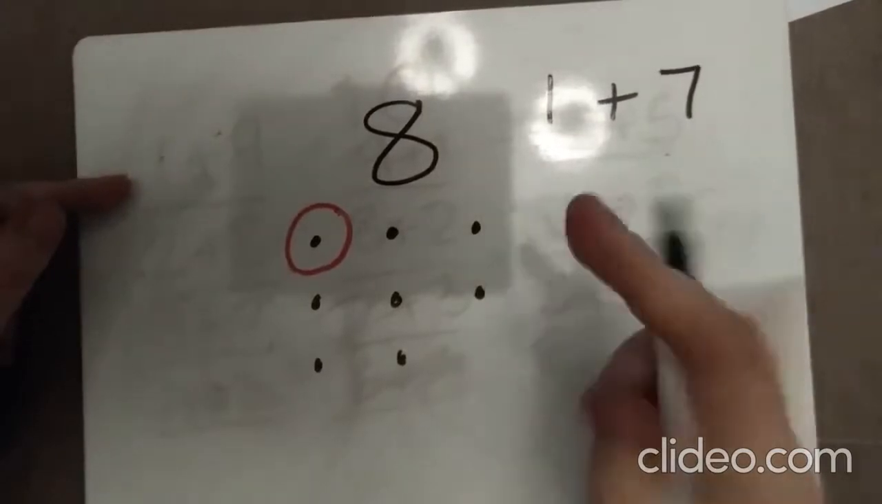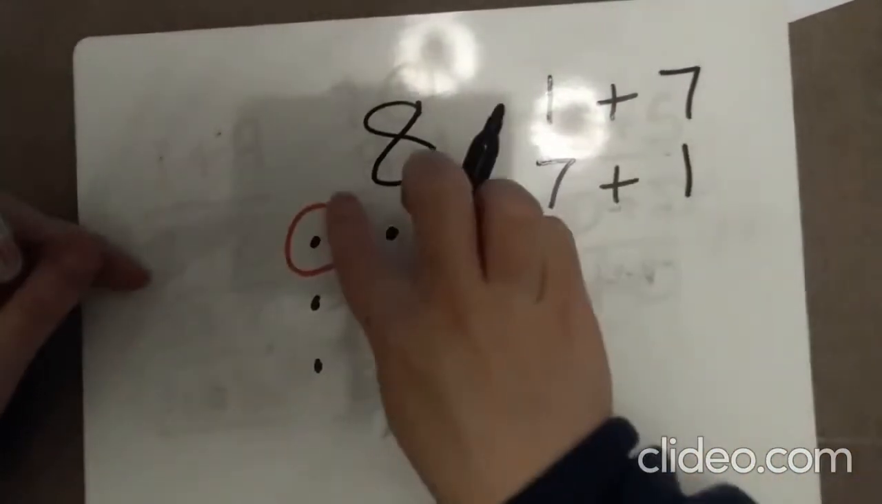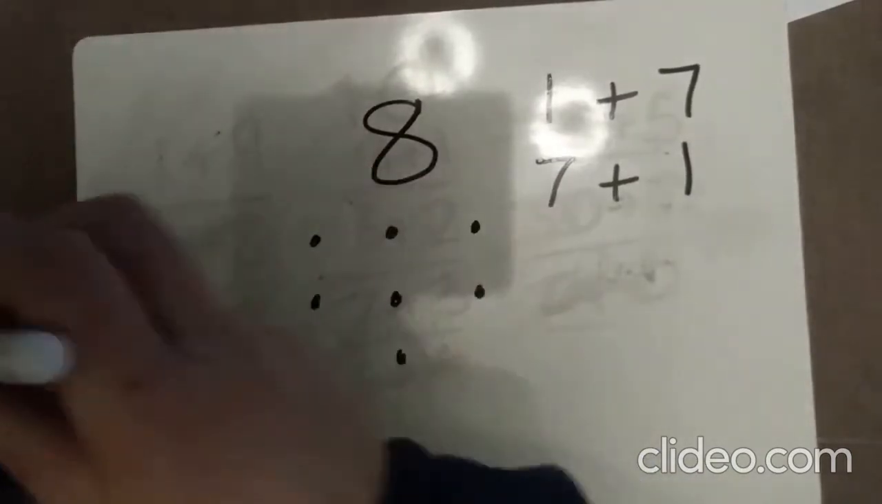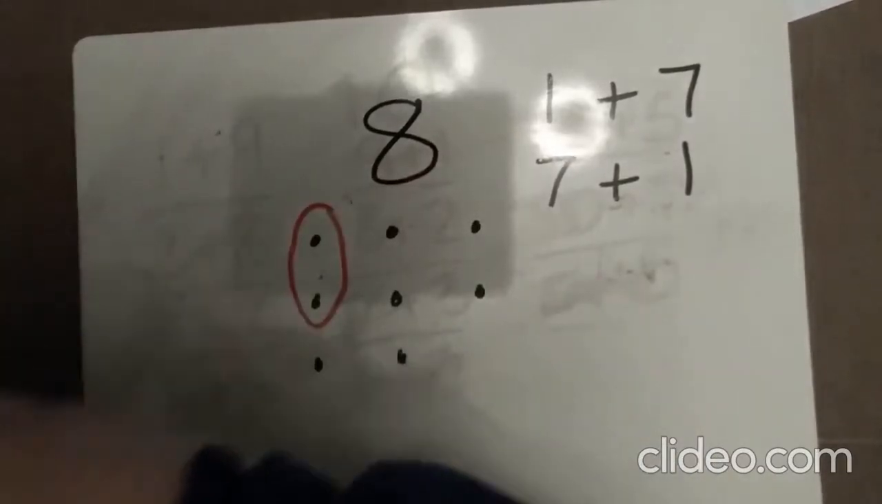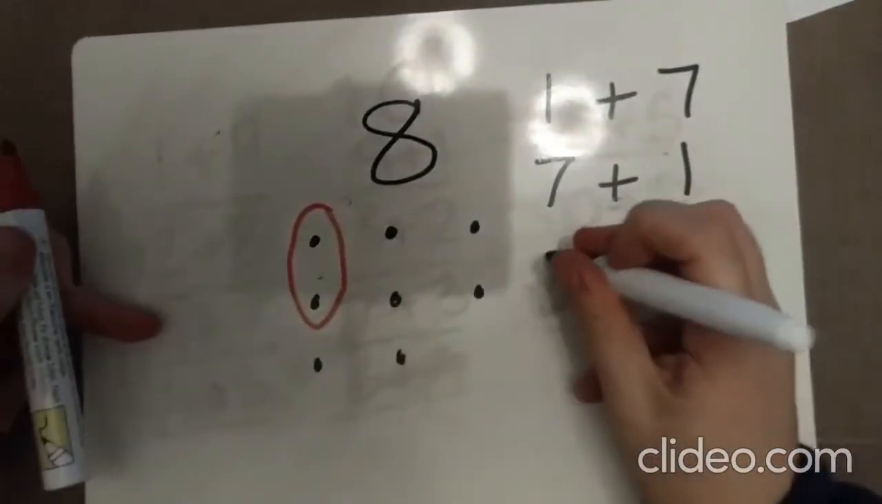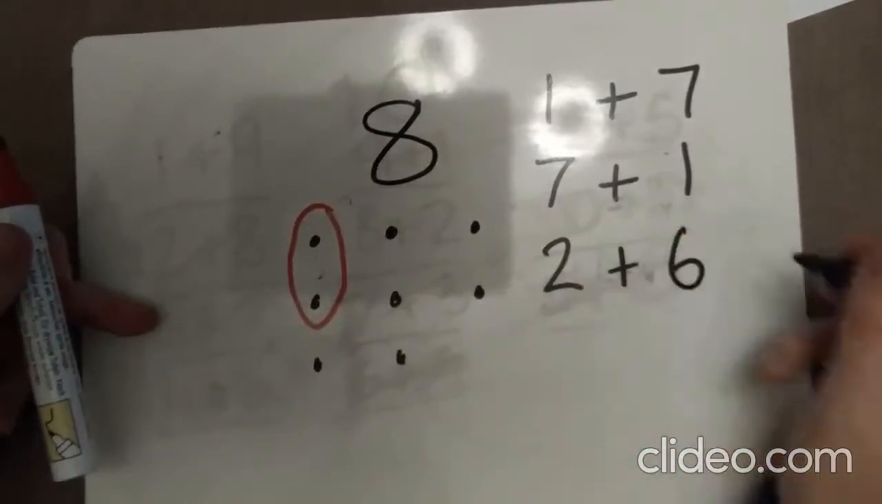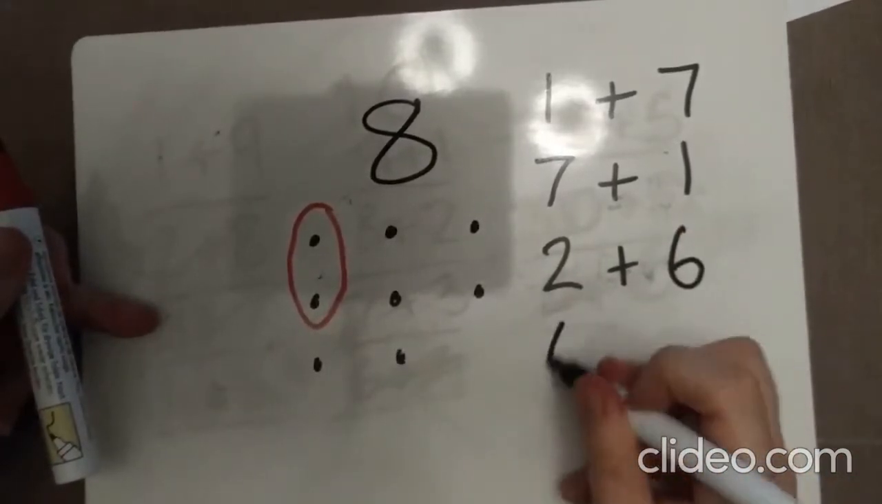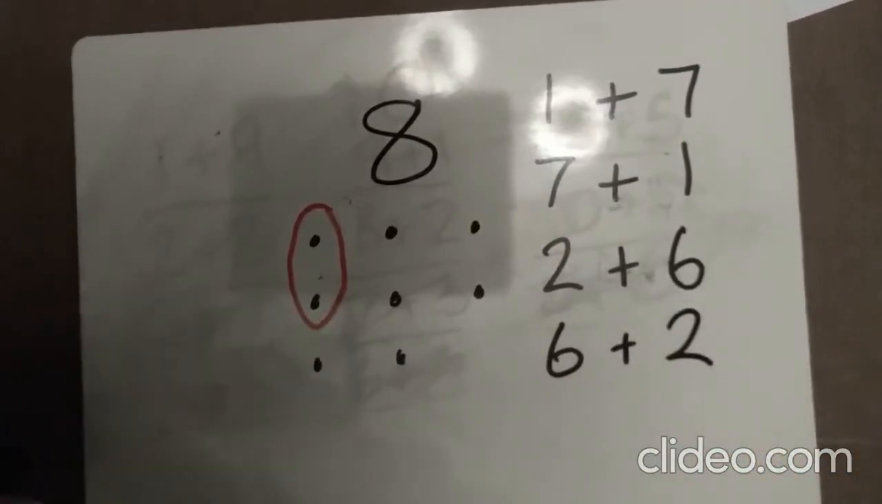But then we've got to remember that we can do it the other way around as well. So we can do 7 add 1. Then again, we can circle off maybe 2 this time. And we have got 2 add 1, 2, 3, 4, 5, 6. And we can also flip it around, have 6 add 2. Right, pause the video here and see if you can work out the rest of our number bonds to 8.